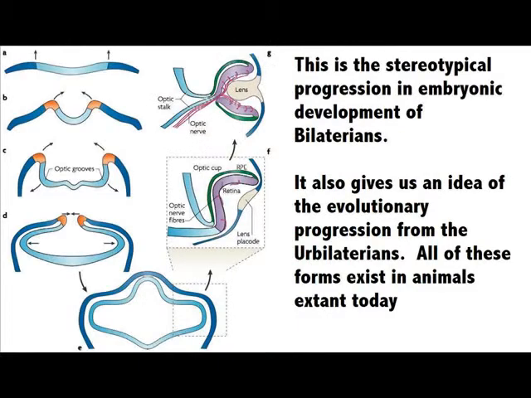This is the stereotypical progression in embryonic development in bilaterians. It also gives us an idea of the evolutionary progression from the bilaterians. All of these forms exist in animals extant today.